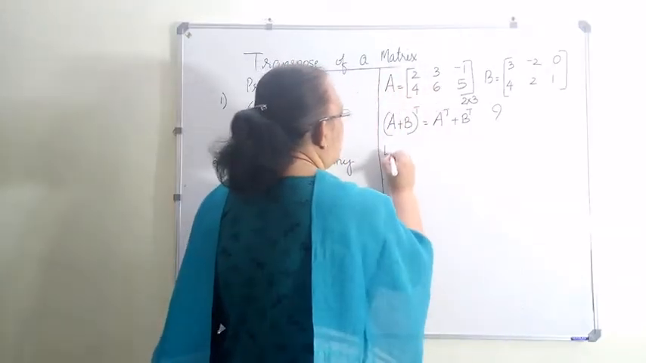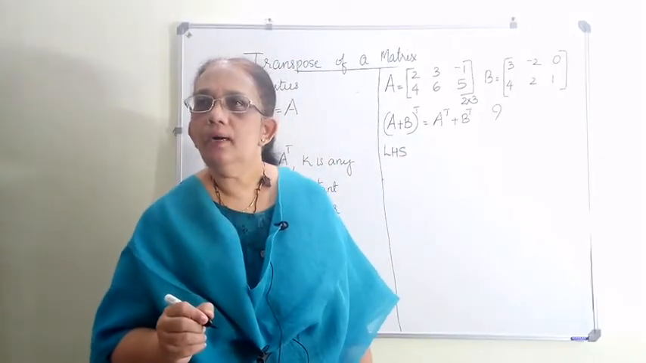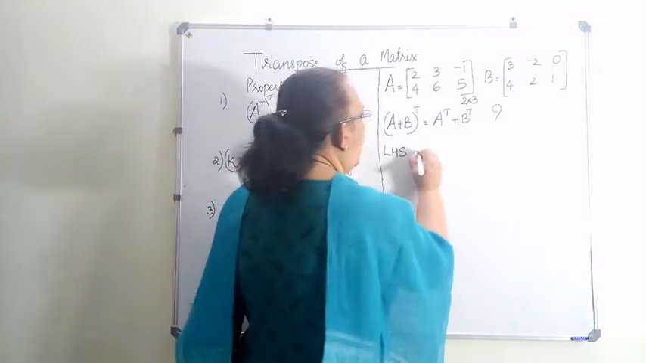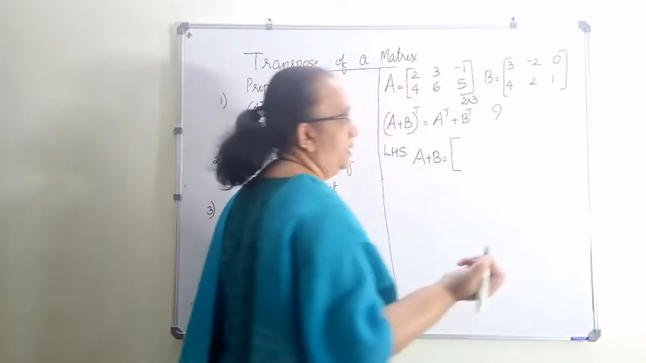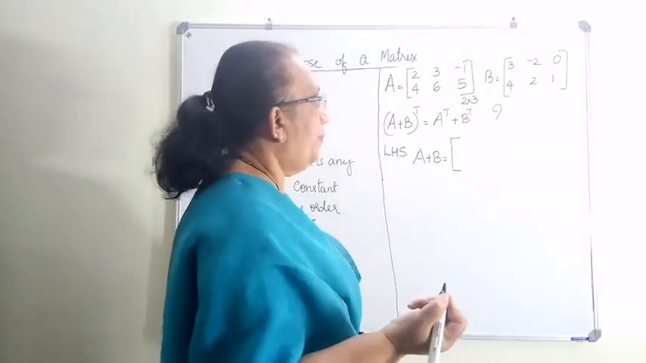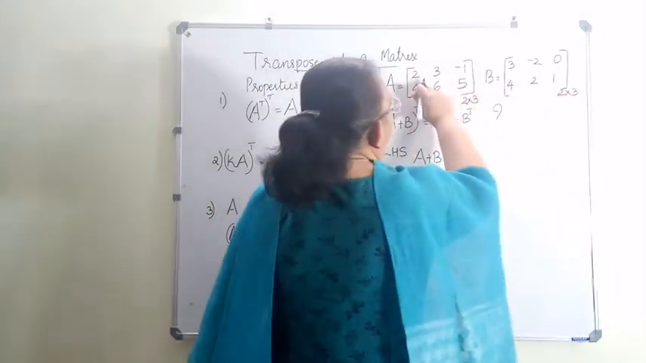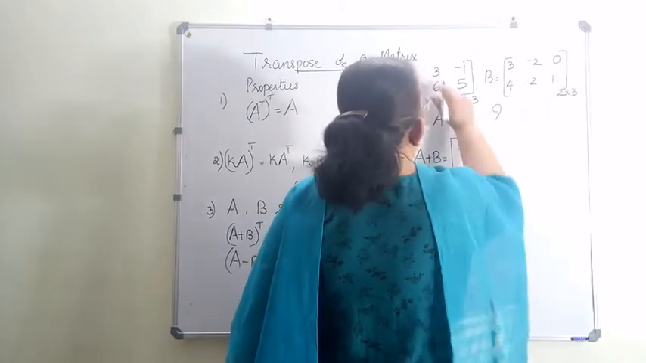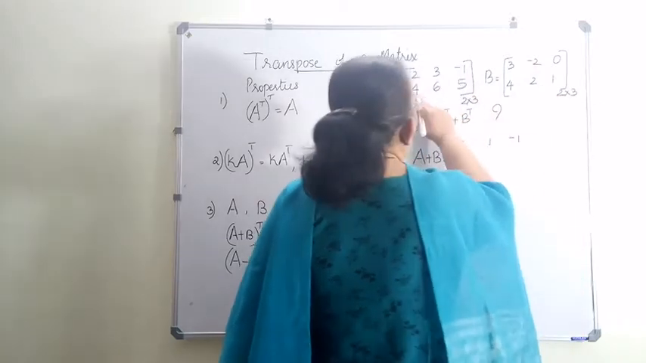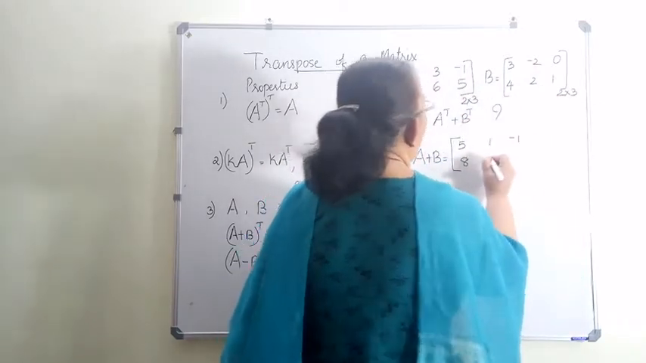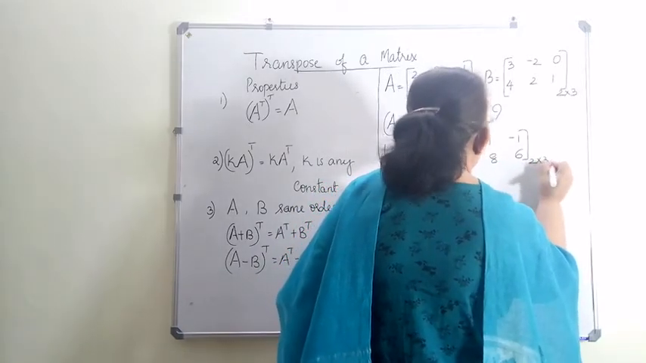So, I'll start with LHS. What is the LHS? LHS is A plus B the whole transpose. So, first I will find out A plus B. All of you know how to add two matrices. It's quite easy. Orders are the same, so add the corresponding elements. 2 plus 3, 5. 3 plus minus 2, 1. Minus 1 plus 0, minus 1. 4 plus 4, 8. 6 plus 2, 8. 5 plus 1, 6. And you get the same order 2 by 3.